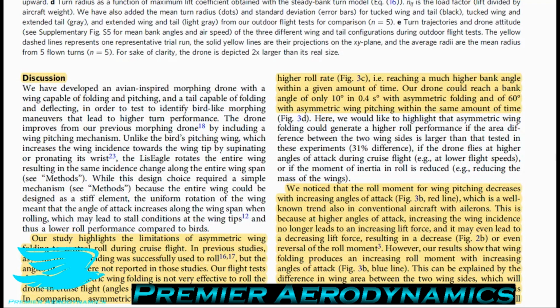So they say their drone could reach a bank angle of 10 degrees in only 0.4 seconds with asymmetric folding, compared to 60 degrees with asymmetric wing pitching within the same amount of time. So in other words, if you just fold the wings, in 0.4 seconds, you can only bank at 10 degrees. But if you were to pitch the wings instead at low angles of attack, within 0.4 seconds, you can get a 60-degree bank angle, which is huge. You can turn much quicker, much tighter.